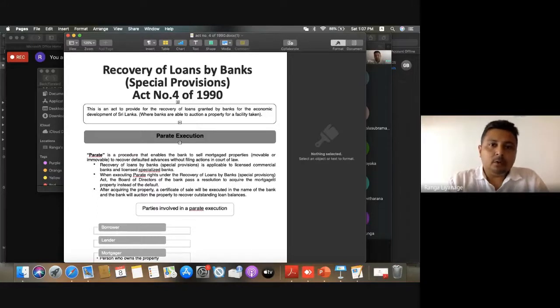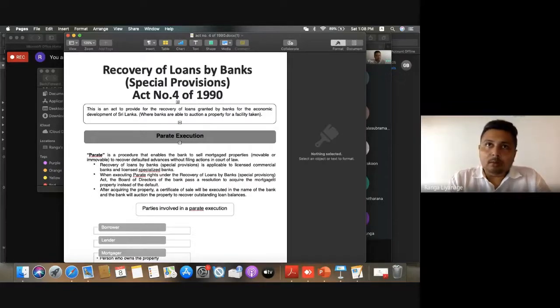Let's see. Recoveries of Loans by Banks Special Provisions Act number 4 of 1990. Now, this is also known as the Parate Act in common parlance, normally by the banking community, the customers as well as the bankers themselves. And also, the Debt Recovery Act and the Recoveries of Loans by Banks Special Provisions Act were enacted in Parliament in the year 1990, a series of legislations by the Parliament of Sri Lanka as a growing requirement for speedy recoveries of debts owing to the banks by the customers.